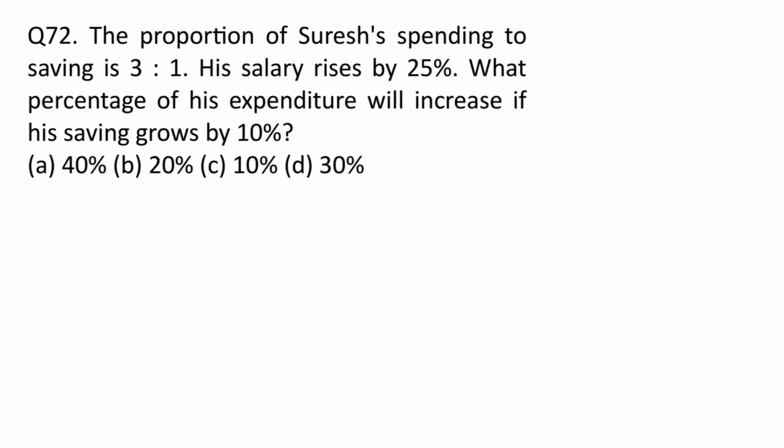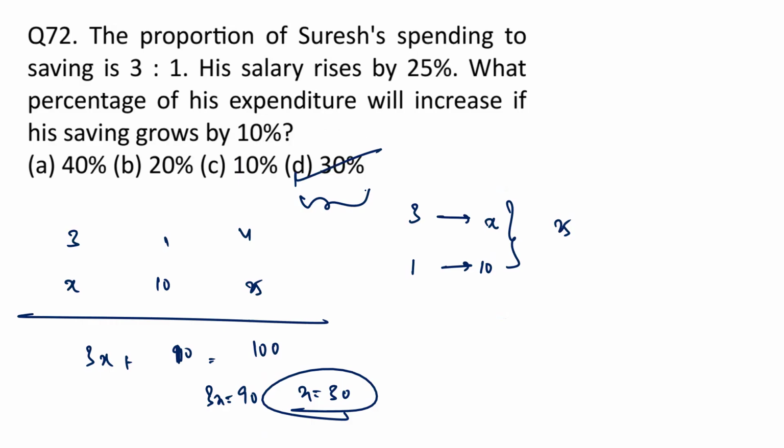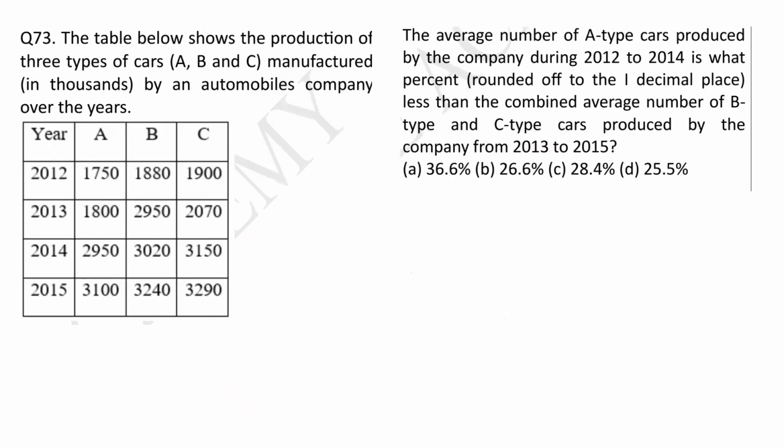The proportion of Surya's spending and saving is 3:1. His salary rises by 25%. What is the percentage increase in his expenditure if the saving grows by 10%? So you take it as 3:1. Saving is only 10. This is X. Total is 25. You can take it like 3 and 1. This increases by X, this increases by 10, this increases by 25. So it is 100, this is 90. This is 3X. So 3X is equal to 90, which means X is equal to 30%. So his expenditure increases by 30%. N1A1 formula only, you can use it: N1A1 plus N2A2 by N1 plus N2.